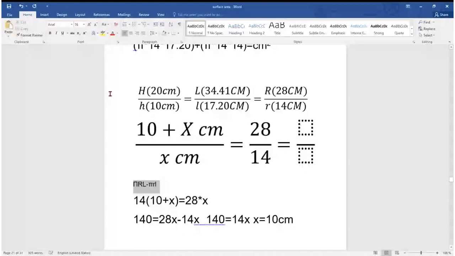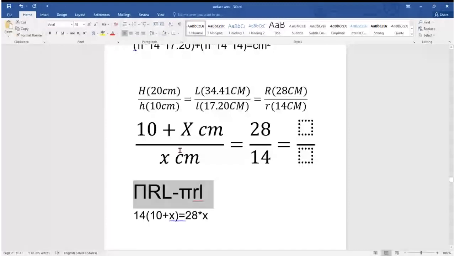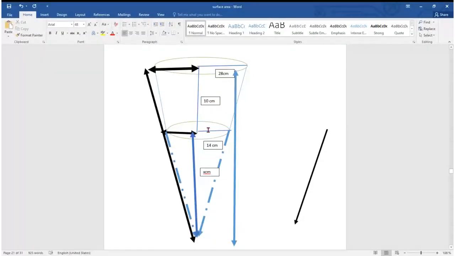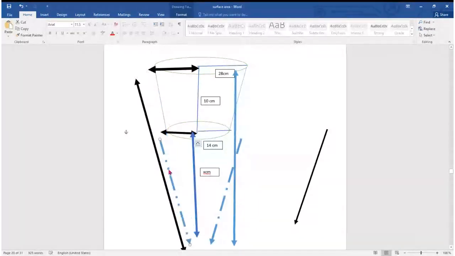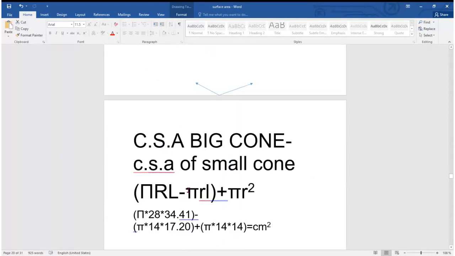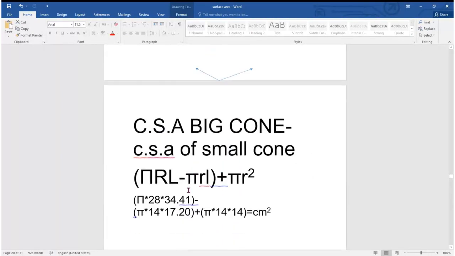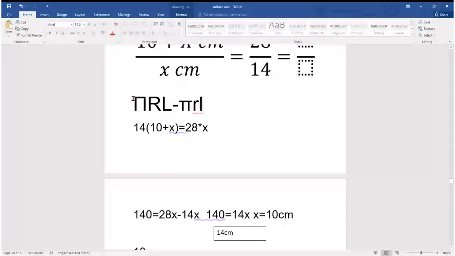Why am I saying that? Let me bring you the bucket. You see, the bucket is going to be made of the curved surface area only. This part here is open, this part here has a small bucket, and this part here is open. So the bucket is only made up of this. So you are saying the curved surface area of the big cone minus the curved surface area of the small cone is going to be the curved surface area of the bucket.